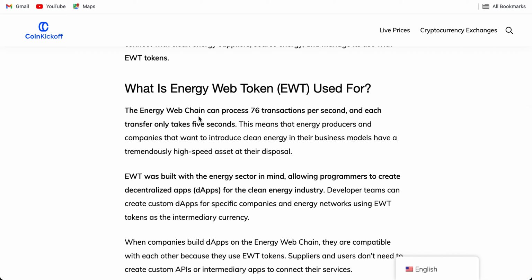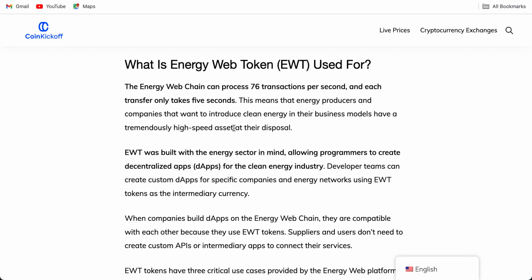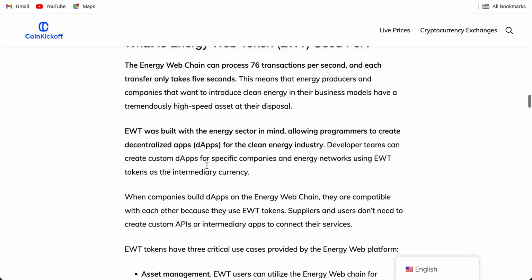What is Energy Web token used for? The Energy Web Chain can process 76 transactions per second, and each transfer only takes 5 seconds. This means that energy producers and companies that want to introduce clean energy in their business models have a tremendously high speed asset at their disposal.